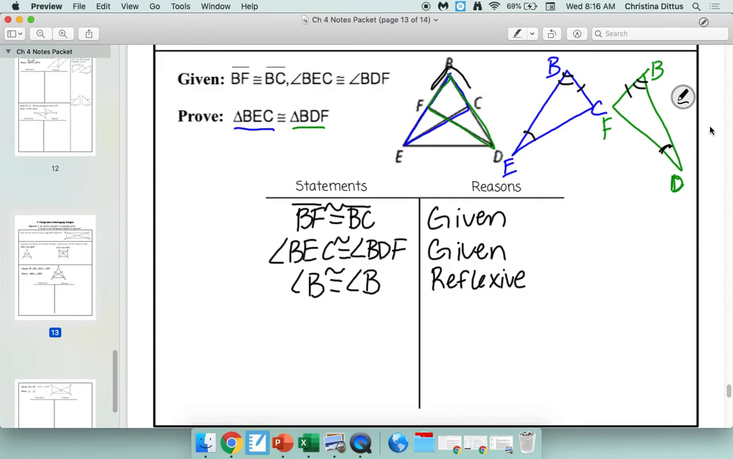So can I do the proof part now? Yep. I have triangle BEC is congruent to triangle BDF because I have what going on? My options: side, side, side, side, angle, side, and HL. Which one? Angle, angle, side.